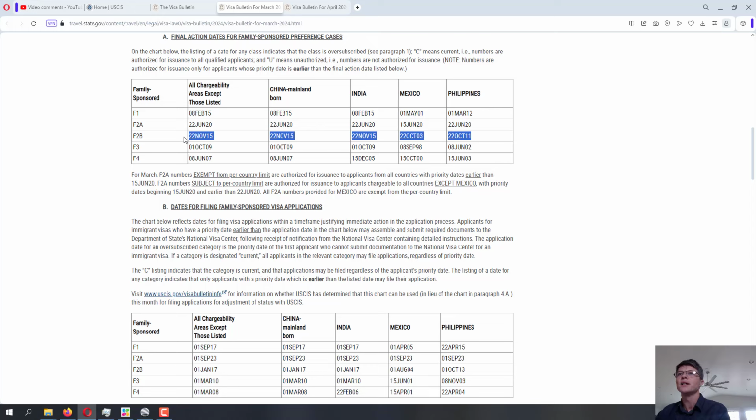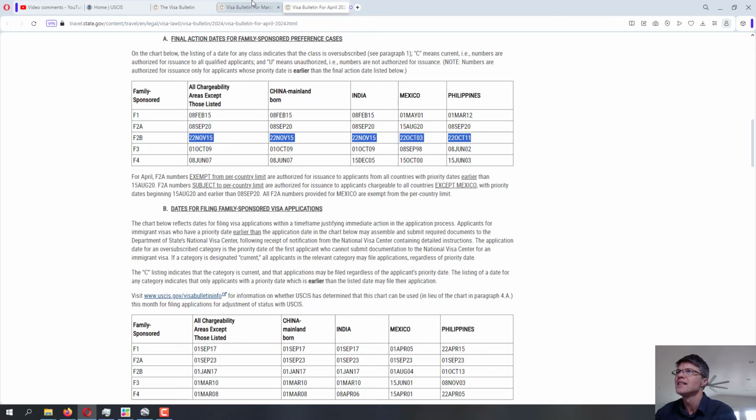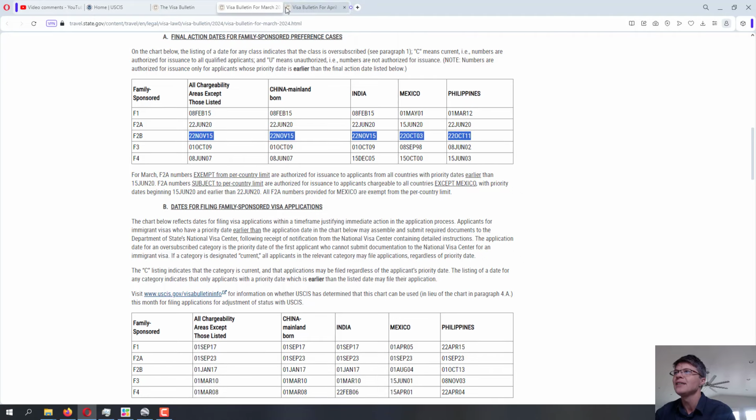So it looks like we are on 22nd November 2015. No movement for all chargeability. No movement for China. No movement, unfortunately, for India. No movement for Mexico. And no movement for Philippines.